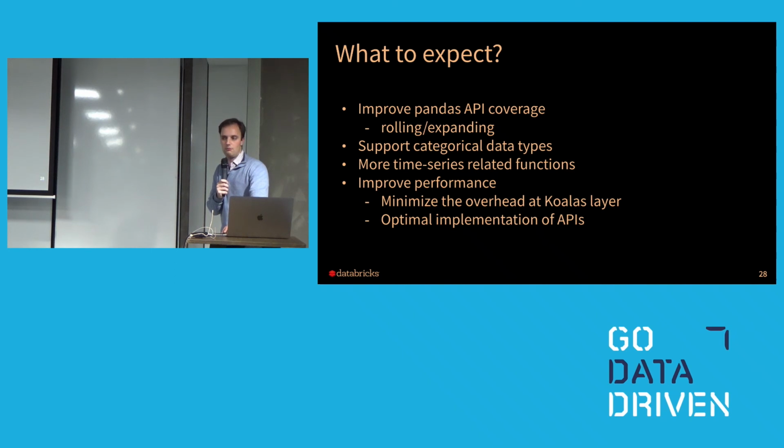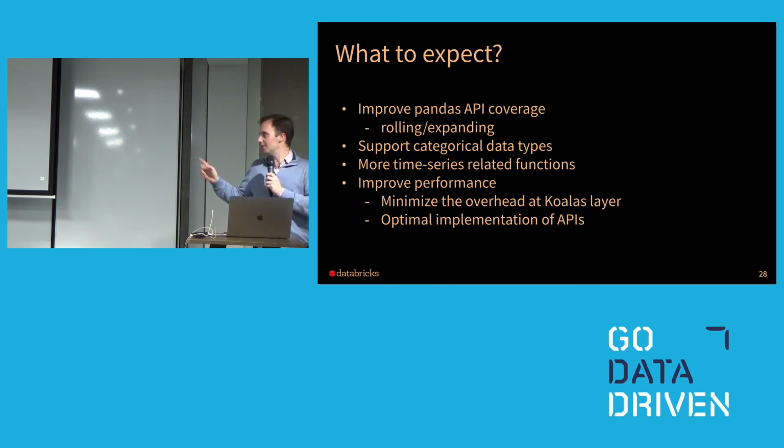Okay, so what you can expect in the coming months: we really want to have as much coverage of the API as we can. One of the big pieces that is missing right now is the support for categorical data types. This is a very specific type inside Pandas. It is not supported, but we are looking at how we can add it in Koalas without having to change the Spark interface for doing that. Also, there has been a lot of demand for more time series functions, so we will do that.